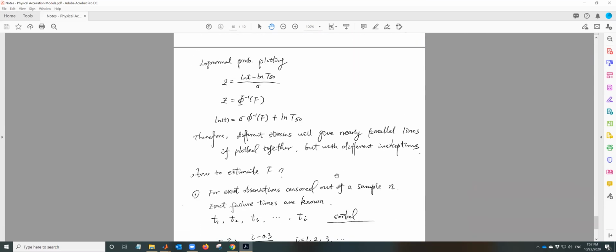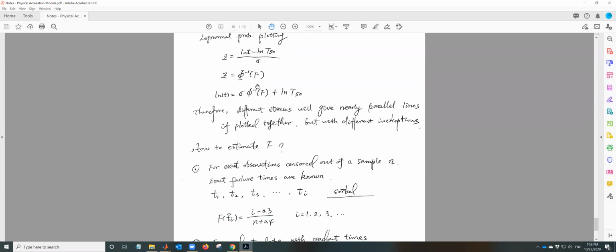So if we have a log normal distribution, we know that log t follows the normal distribution. Then we know z equals (log t minus log T50) over sigma, but z equals Phi inverse of F. So putting this in, we see log t equals sigma times Phi inverse of F plus log T50. Therefore, this is a nonlinear equation, but if we do the linear rectification, this becomes our y, this becomes our x, y equals ax plus b. So sigma becomes our slope, and log T50 becomes the intercept. Therefore, different stresses will give nearly parallel lines if plotted together, but with different intercepts.